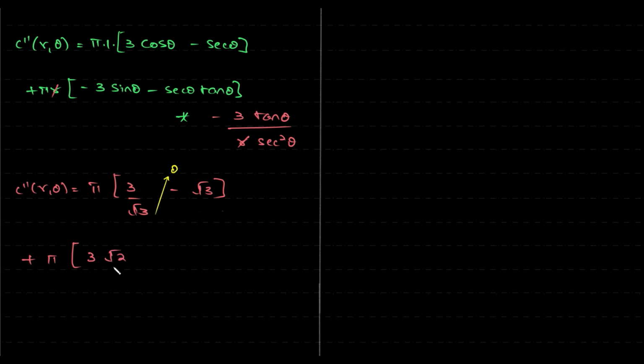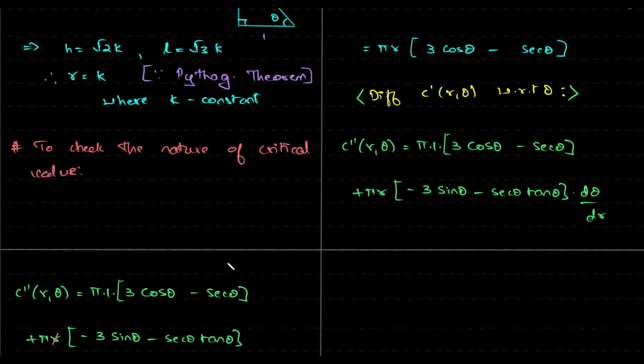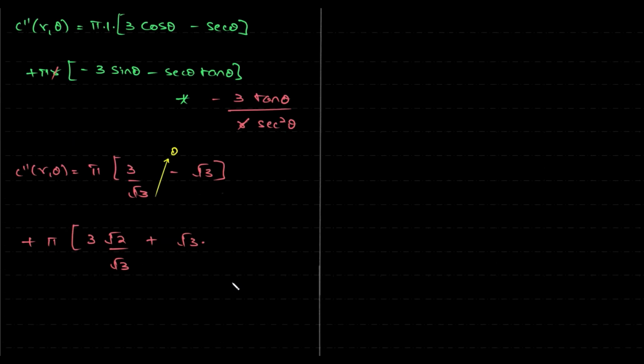Sine is root 2 by root 3. Then we have this to be plus root 3, and tan is 1 by root 2, I guess, or root 2 by 1. Tan is opposite over adjacent. Okay, root 2 by 1. And finally we have 3 root 2, and secant square is 3 itself. So this will cancel, this will get cancelled. All of this is basically a positive term. This is greater than 0.